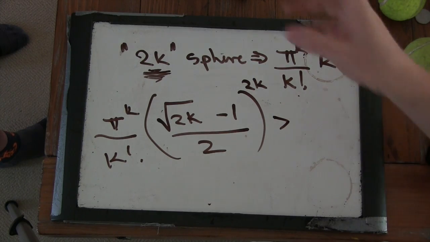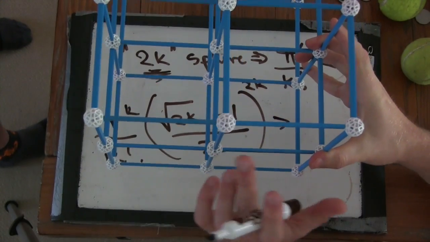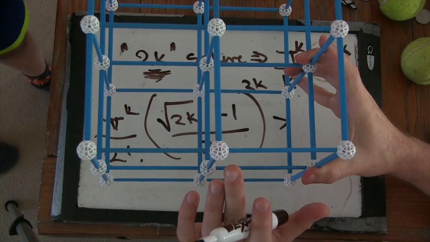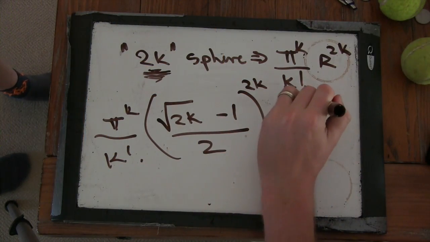Well, let's be careful. Our big cube in 2k dimensions, what are the side lengths? They're all 2, so we have to raise 2 to the 2k power. So this has to be greater than 2 to the 2k.